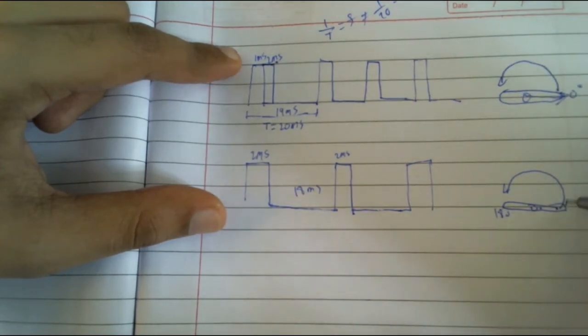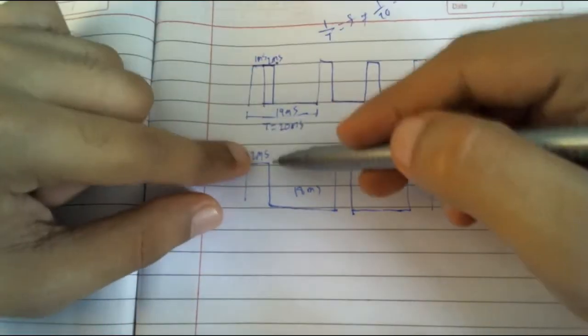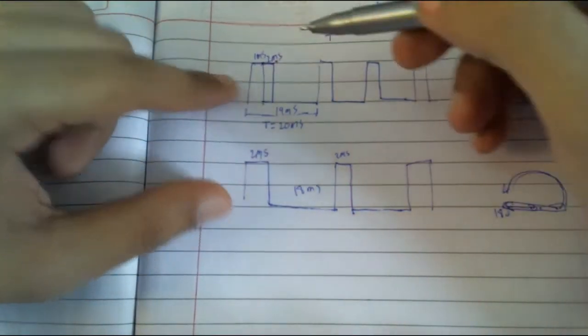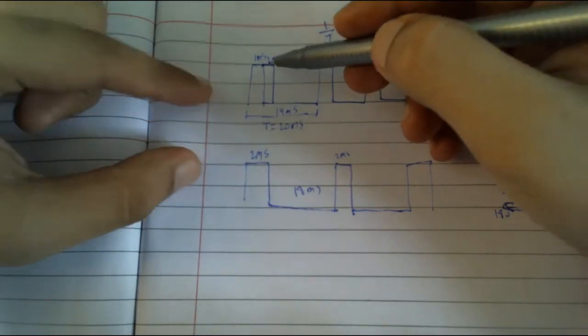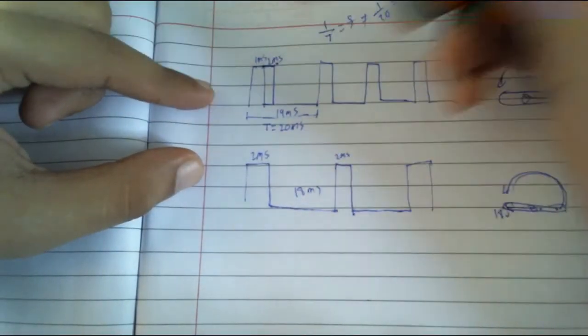So this arrow, the motor will quickly rotate to this position if we directly generate from 1 millisecond to 2 millisecond. But we slowly vary this. So we want to design a circuit where the potentiometer varies the duty cycle. So let's calculate the duty cycle.